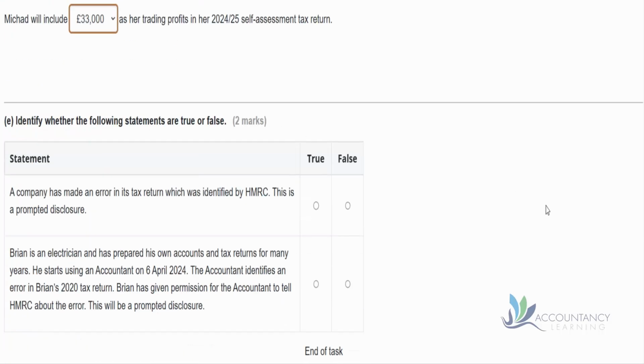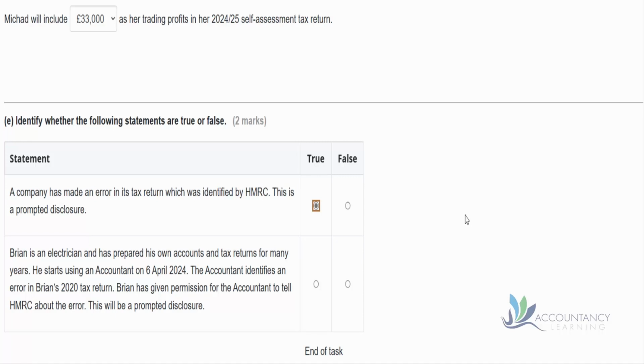And then finally, part E, identify whether the following statements are true or false. A company has made an error in its tax return, which was identified by HMRC. This is a prompted disclosure. So yes, it's identified by the tax authority. They've told us about it. So yeah, this is a prompted disclosure. That's true.